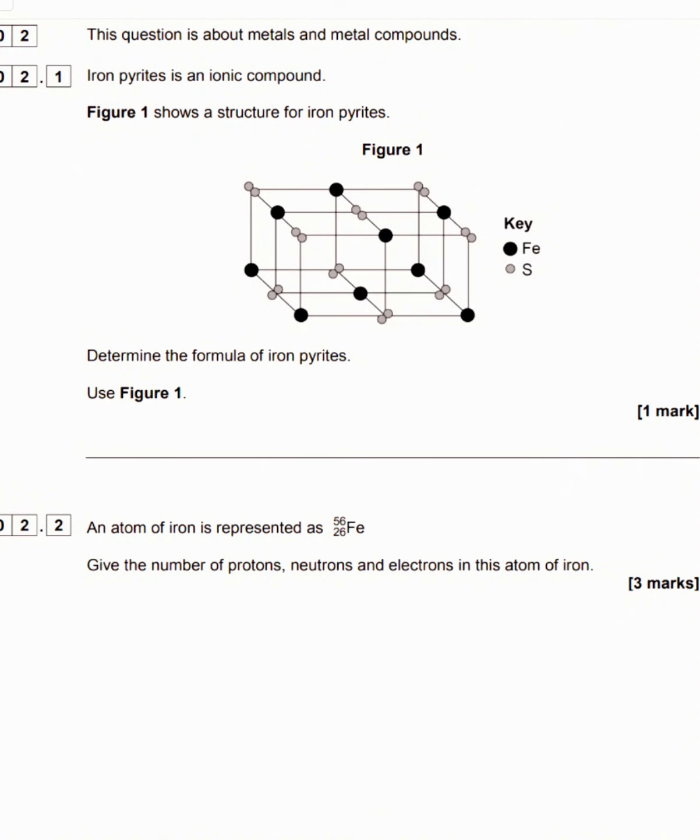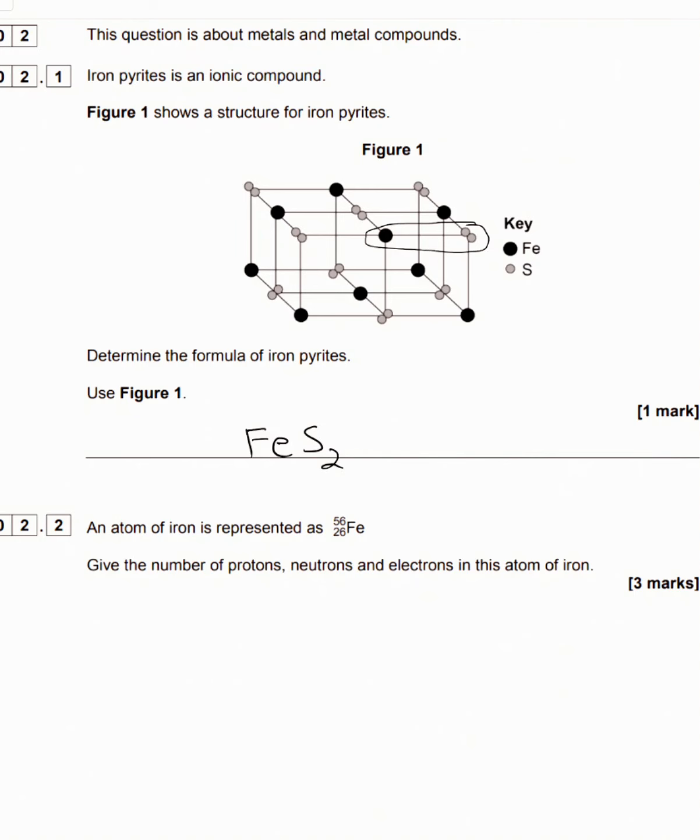Year 11 Chemistry Mock Exam, question 2. So our first question is quite a common one they like to give you. They like to give you a picture of an unknown salt and ask you to look at the picture of the giant ionic lattice and to determine the formula from that. And all you've got to do is take a pair of things. You just got to take a pair of things to work it out. So we just basically have FeS2.